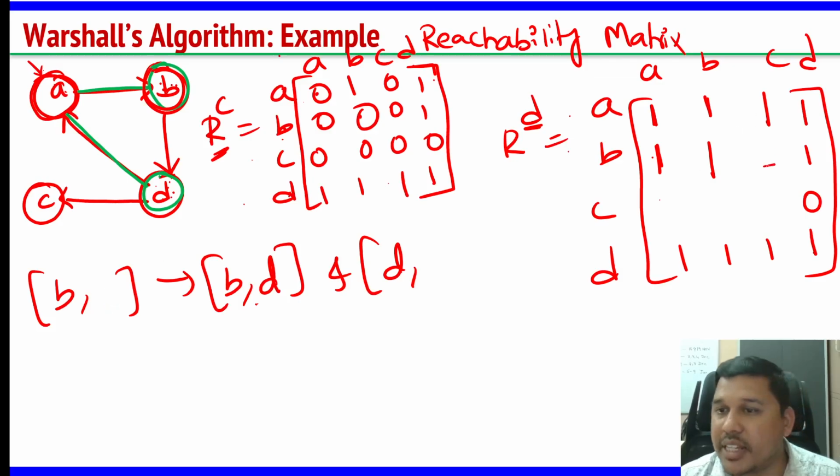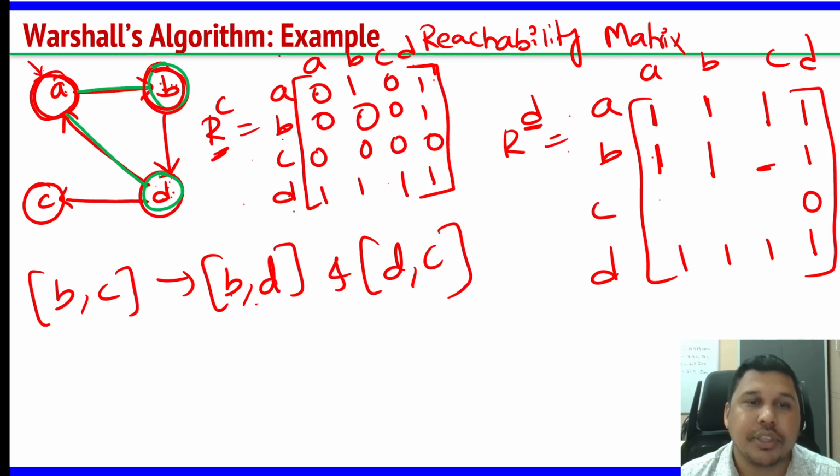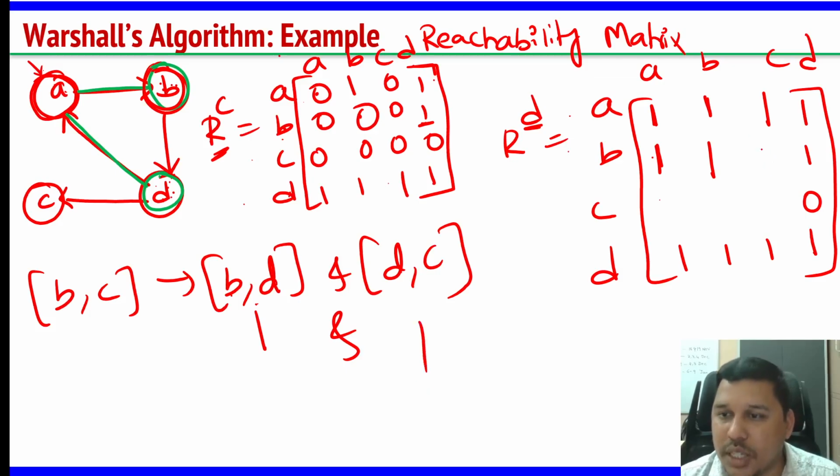Next one empty here is B to C. So, using D as temporary, that is B to D and D to C. Check this RC matrix, what is B to D value? It is 1. See, B to D value is 1 and D to C. What is D to C value? It is also 1. Therefore, I can reach from B to C also. How? B to D you go, D to C you can come. That is it.